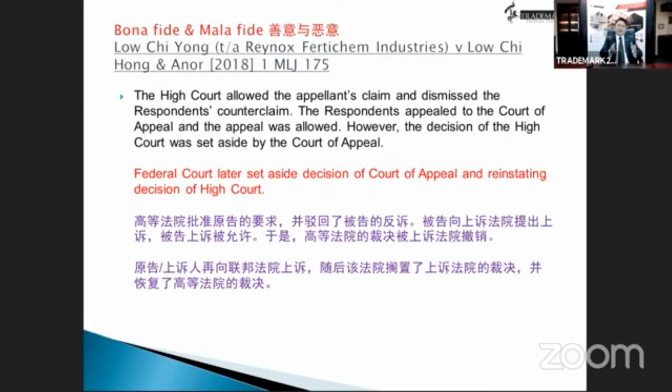And of course, when he won the case, the High Court decision was set aside by the Court of Appeal. Later, Law Chi Yong appealed to the highest court in Malaysia, which is the Federal Court. Okay? And at the end, the Federal Court actually set aside the decisions of the Court of Appeal and reinstated the decisions of the High Court. Meaning to say that, in other words, Law Chi Yong won the case at the end.